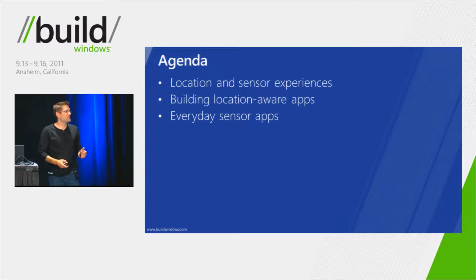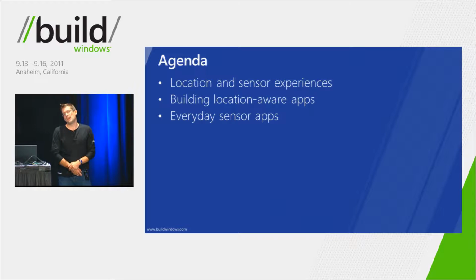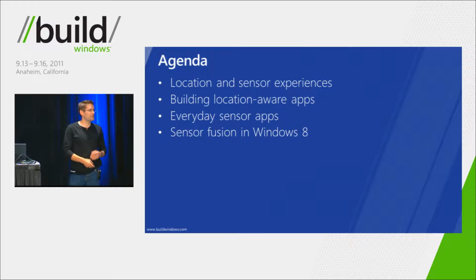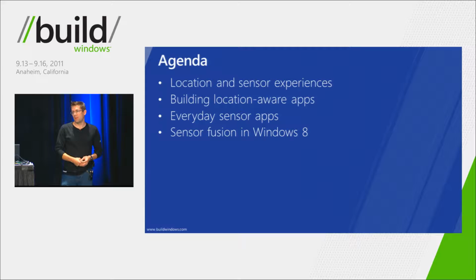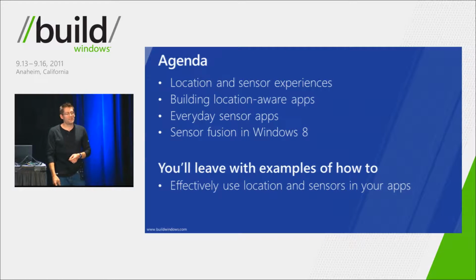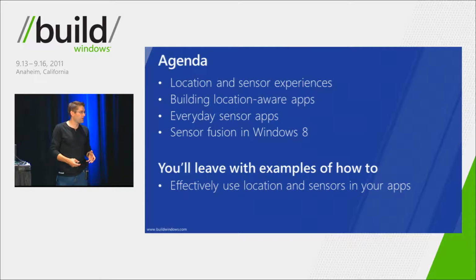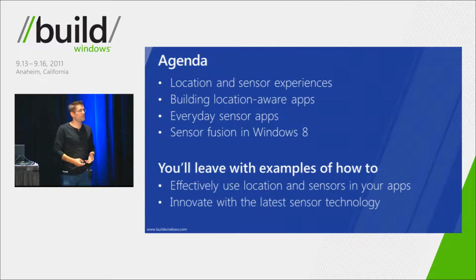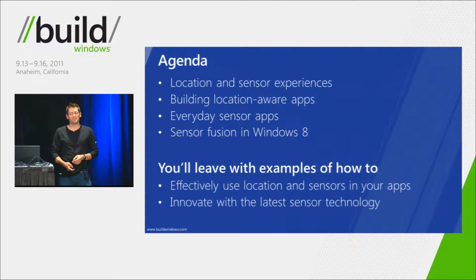Then we'll move on to sensors. We'll start with some basic and intermediate scenarios, and then we'll move on to this exciting new technology in Windows 8, which is sensor fusion, where we bring multiple sensors together, and we can use that technology to do powerful and amazing new things for Metro-style apps. When you leave today, you'll have examples of how to effectively use location and sensors in your applications, and you also learn how to innovate with the latest sensor technology.